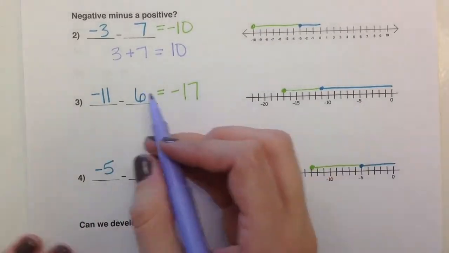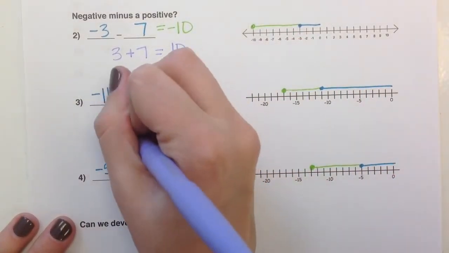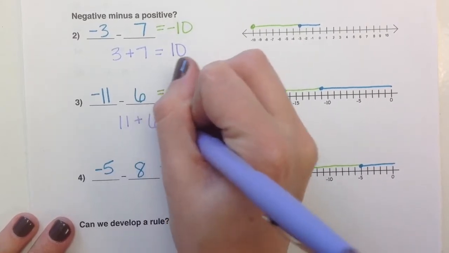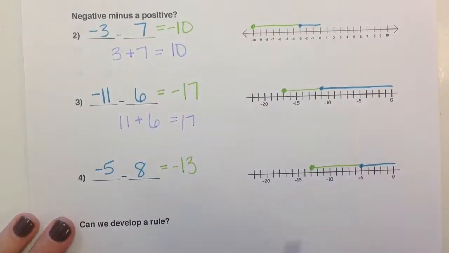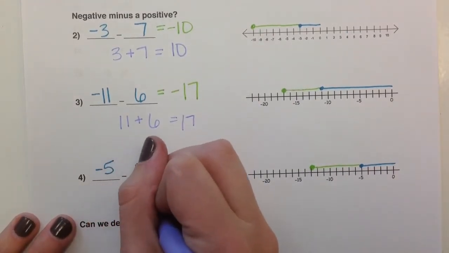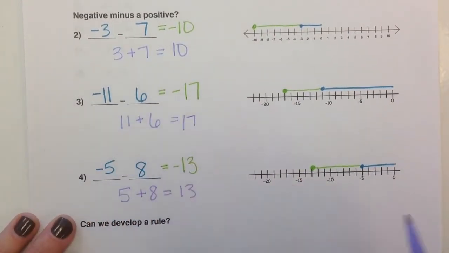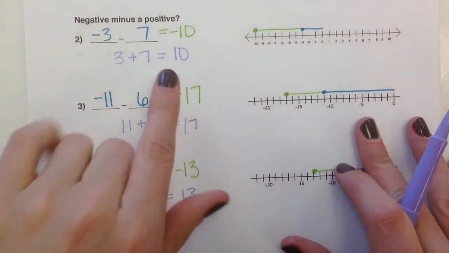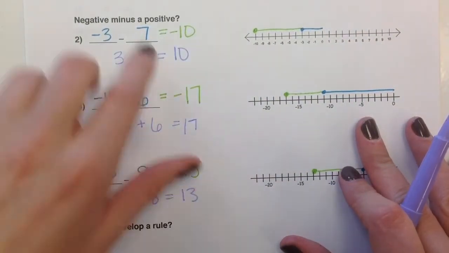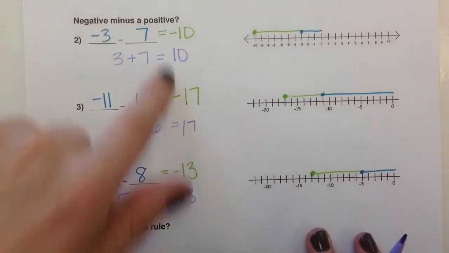11 and 6. How do I get to 17? I'm adding to get to 17. And 5 and 8, I'm adding to get to 13. And we're going to talk about how we get these negative results on the next page here. So right now we're just looking at how am I going to get to that absolute value of 10, and we'll talk about why we make them negative.